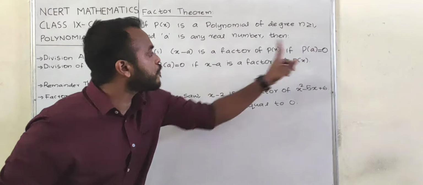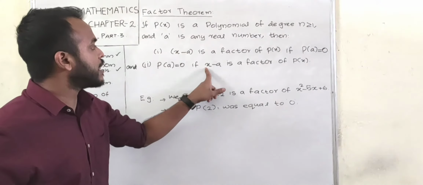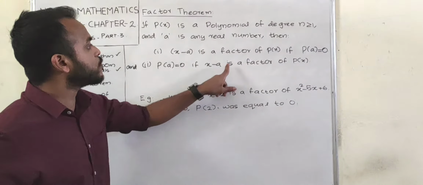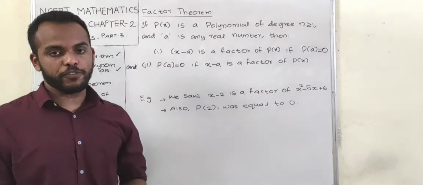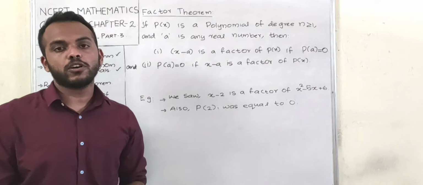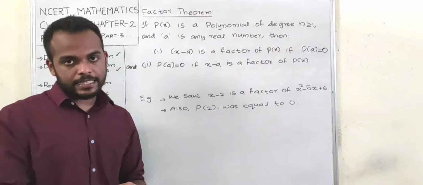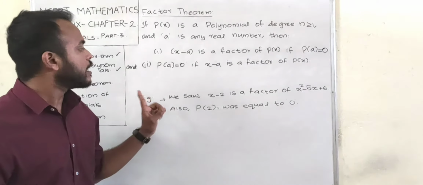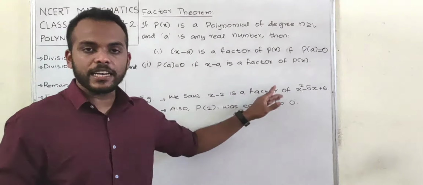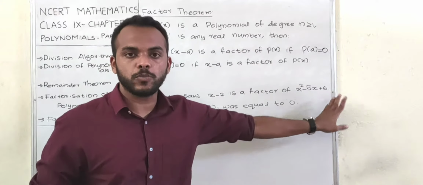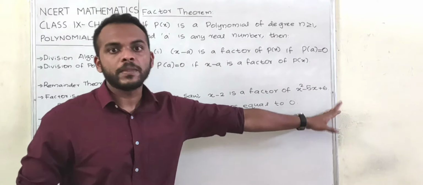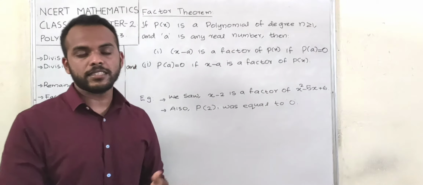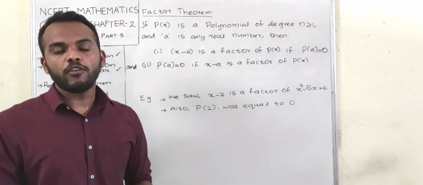Also, p of a is equal to 0 if x minus a is a factor of p of x. Both are the converses of each other. In the example that we just saw before this factor theorem, we already saw x minus 2 as a factor of this x square minus 5x plus 6, right? At the same time, the value of p of 2 was also 0. So that's the statement of factor theorem.